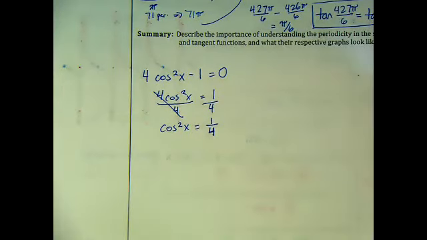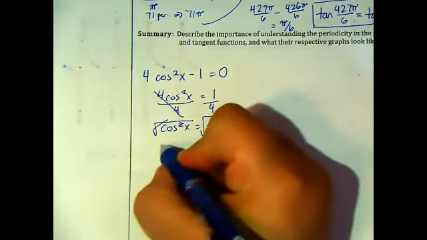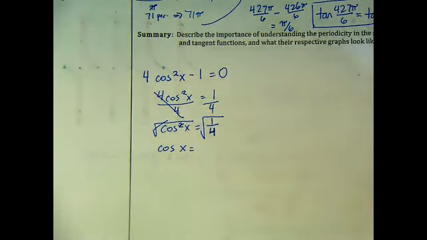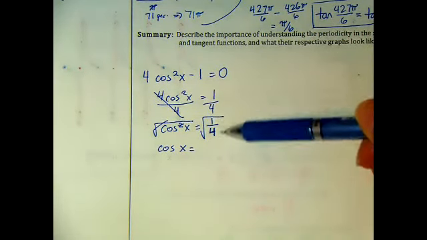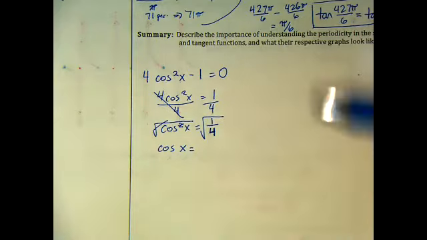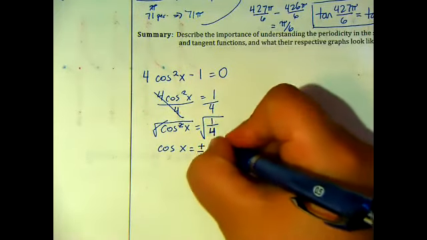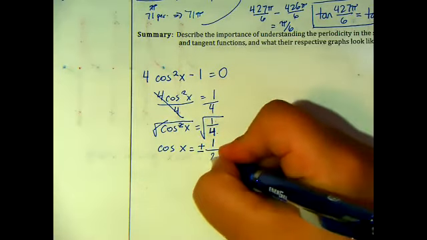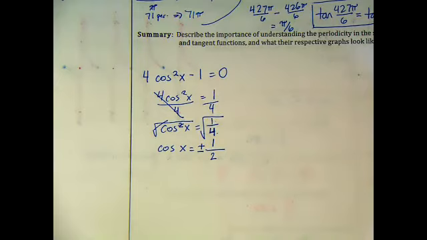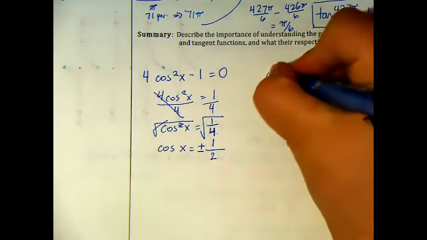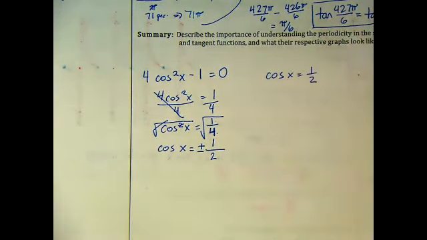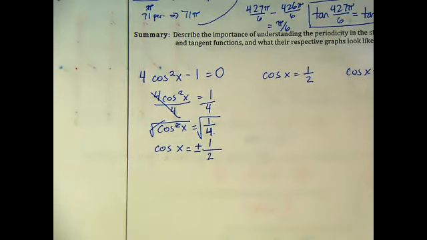I'm not looking for cosine squared x. I'm looking for cosine x. So we will square root both sides. That will cancel the square, and I'm left with cosine x, as I should be. And here you really have to remember that when you square root something, you get 2 values. So you're going to get plus or minus. Square root of 1 is 1. Square root of 4 is 2. So I get plus or minus 1/2. So I'm looking at 2 values: cosine x is equal to a positive 1/2, and cosine x is equal to a negative 1/2.